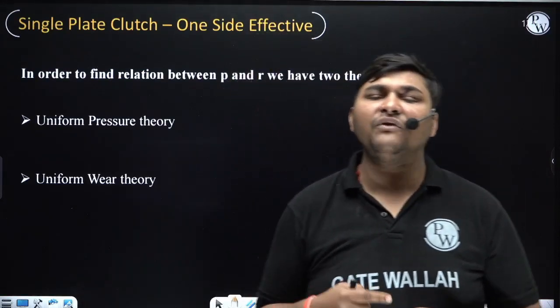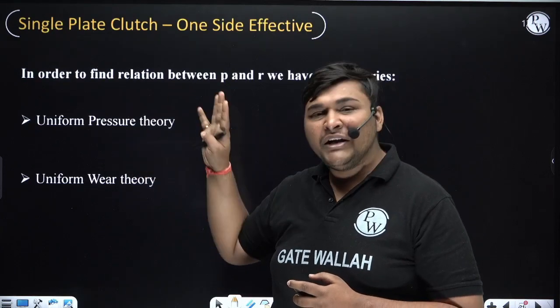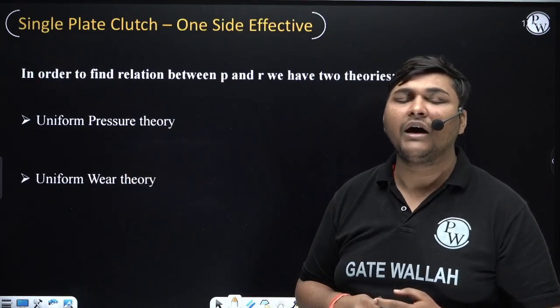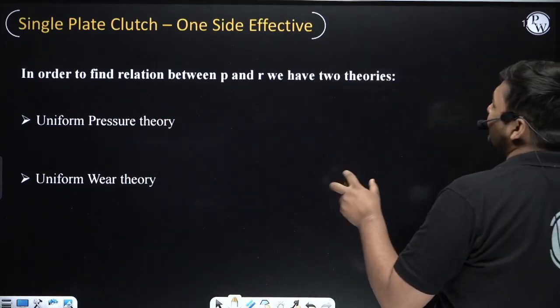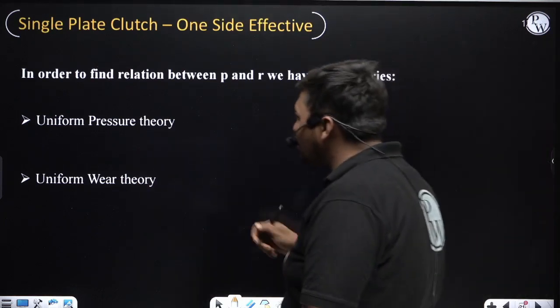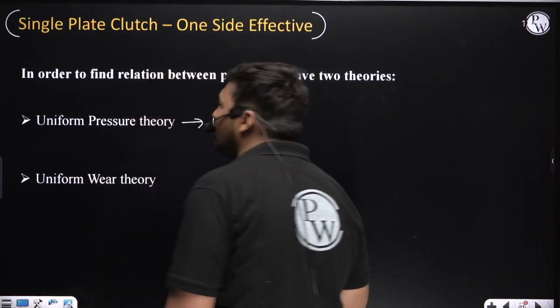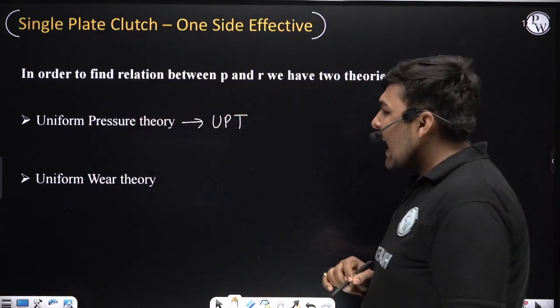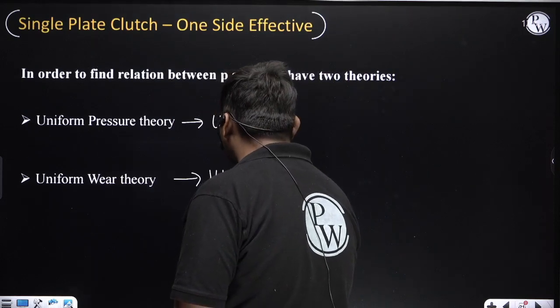Because if pressure as a function of R is given in the exam, we need not any theory. We need these theories when pressure as a function of R is not given. So in order to find the relation between P and R, we had two theories if the relation between P and R is not given. These two theories are uniform pressure theory, in short I will write as UPT, and the second theory is uniform wear theory, in short UWT.